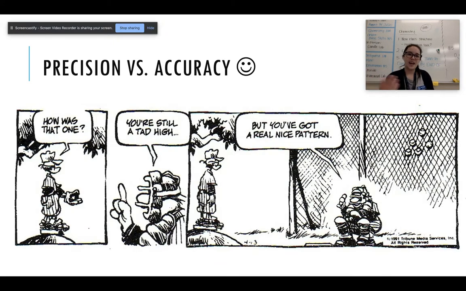So here's a comic for you. It's just, how is that one? He said, then catcher goes, you're still a tad high, but you got a real nice pattern. And so his accuracy is low. He's not making it to the catcher's mitt, but his precision of going high and staying kind of in this area of the fence is very good because he's hitting in the same location. It's just that his accuracy to hit here is not as good. So good precision, not accuracy. So high precision, low accuracy.